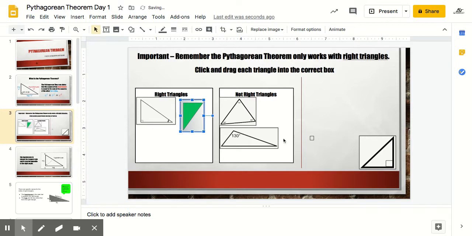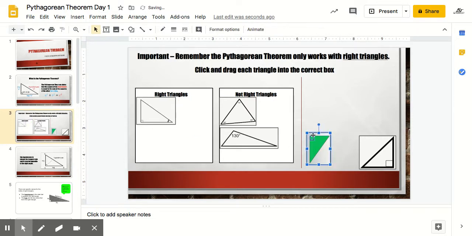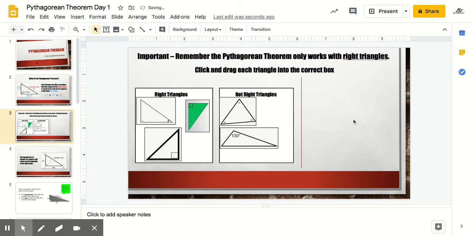And last but not least, we have this triangle, which again has a little box in the corner, making it a 90-degree angle and a right triangle. Okay, so again, guys, super duper important. We need to remember that the Pythagorean theorem will only work when we have a right triangle.